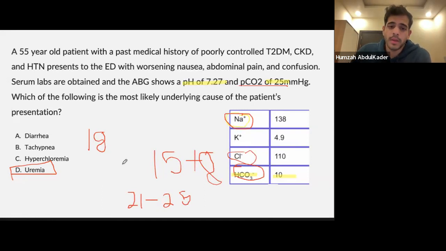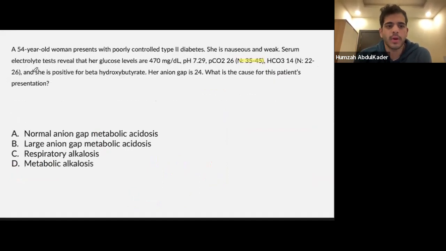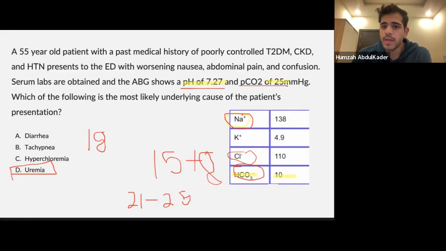So definitely know that, and definitely know how to tell if it's metabolic acidosis, metabolic alkalosis, respiratory acidosis, because that will definitely come. Even if anion gap doesn't come, that will definitely come. So this type of question will definitely come. So definitely know how to solve something like this. If you have any questions, please let me know. That is all the questions that I have. Feel free to ask me anything if you'd like.